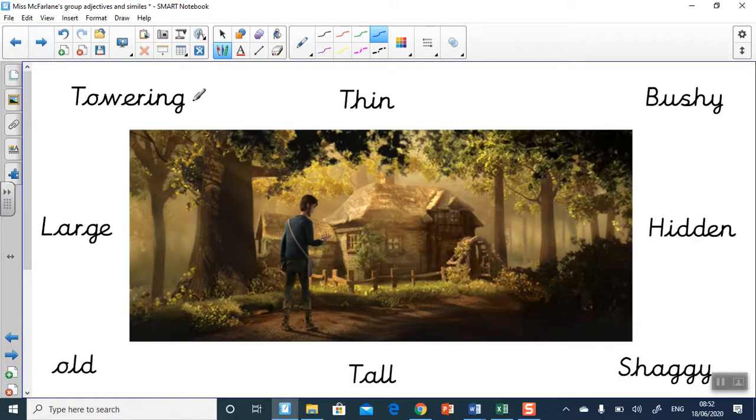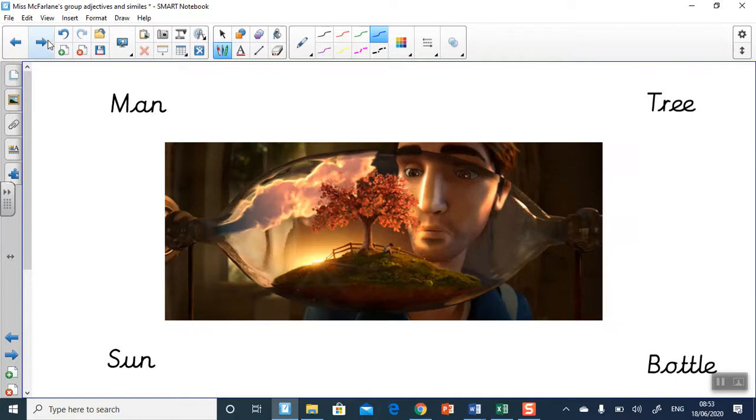So I've used towering, thin, bushy, shaggy, tall, which could describe the trees. I have used large, old, hidden, which could describe the cottage, and I've used thin and again tall, which could describe Viridian. Okay, have a look at this picture. Can you do the same thing for this one? So pause the video and see if you can think of any adjectives to describe this picture.